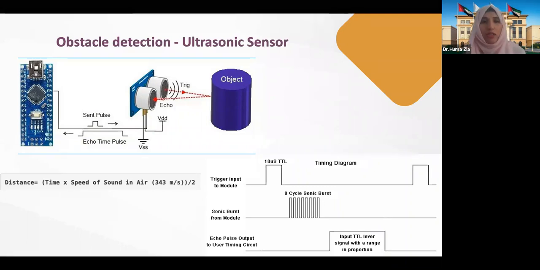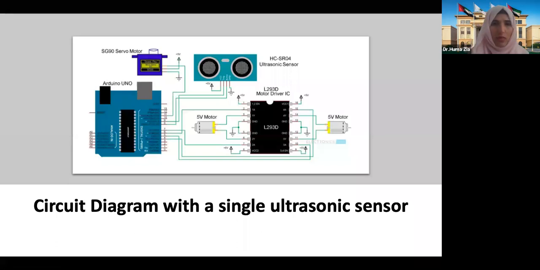And then obviously when it is generated, the time is calculated from the generation to when that sound reflects back and is received back, like an echo. So that time is used in the formula to find out the distance, and then you decide, if you want the distance to be 100 centimeters or whatever in your particular algorithm.